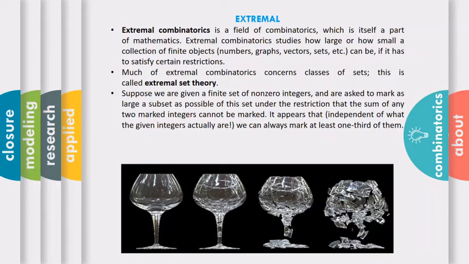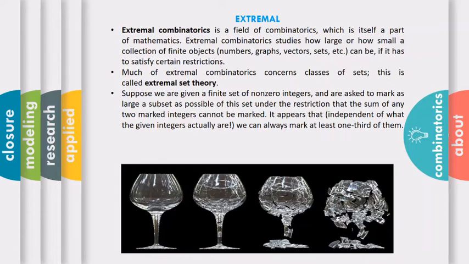Much of extremal combinatorics concerns classes of sets. This is called extremal set theory. In sets also we have some components. Maybe when we are comparing one set to another set having the same kind of components, then we can say, yes, this set is a large set or this set is a small set. So these comparisons and all those things come under extremal combinatorics.